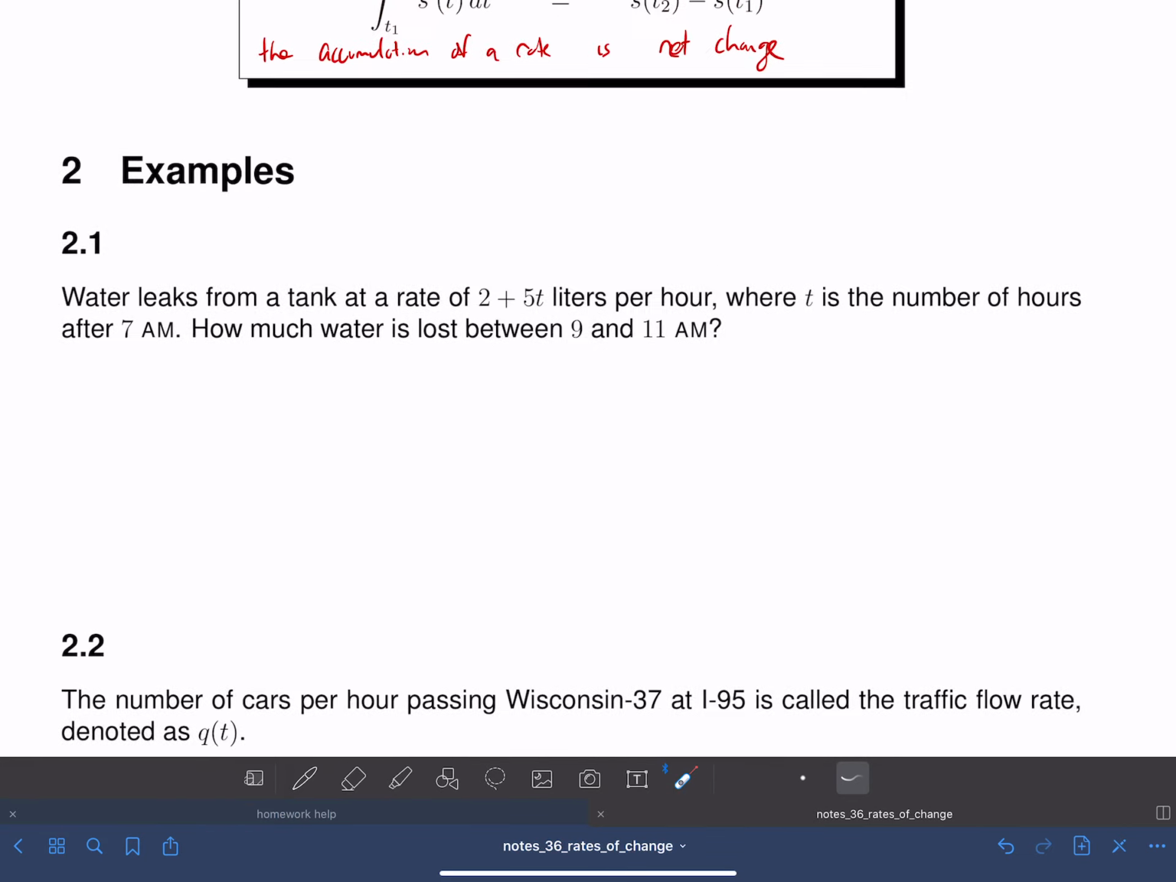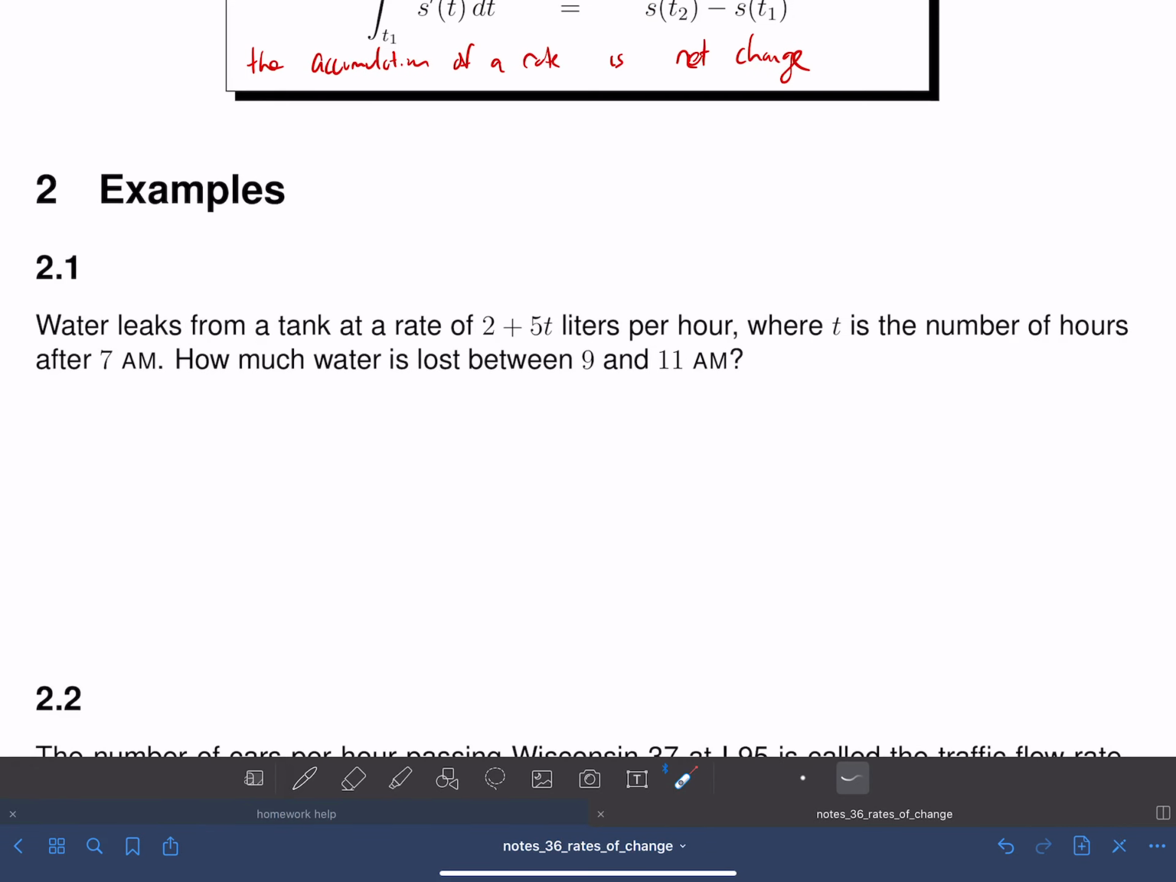So I've got a couple of examples to work through with you. Water leaks from a tank at a rate of 2 plus 5t liters per hour, where t is the number of hours after 7 a.m. How much water is lost between 9 and 11 a.m.? Good question. Okay. Well, since t is the number of hours after 7 a.m., that means that t equals 0 is 7 a.m., so that t equals 2 is 9 a.m., and t equals 4 is 11 a.m.